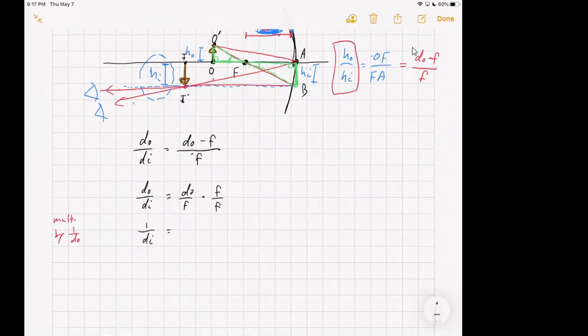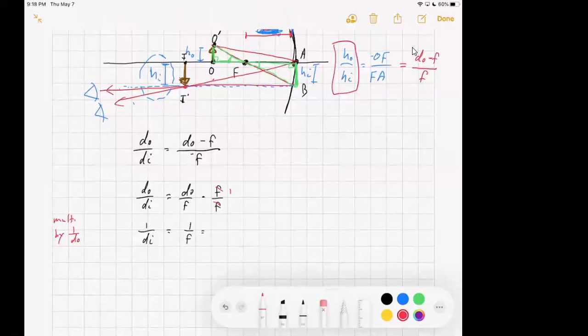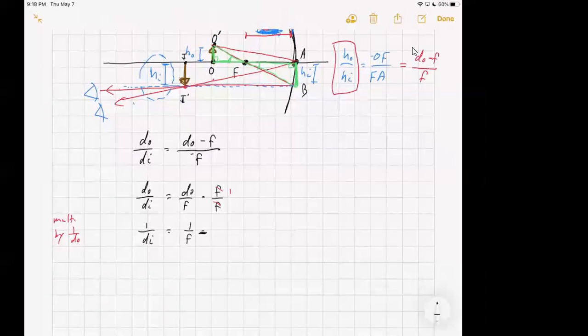If I look at the second term, the first on the right-hand side, and multiply by 1 over DO, I have 1 over F. And the last term, you can see that the F over F is just 1. So if I multiply that by 1 over DO, then I will have, that's a minus sign there, not an equal sign, minus 1 over DO.